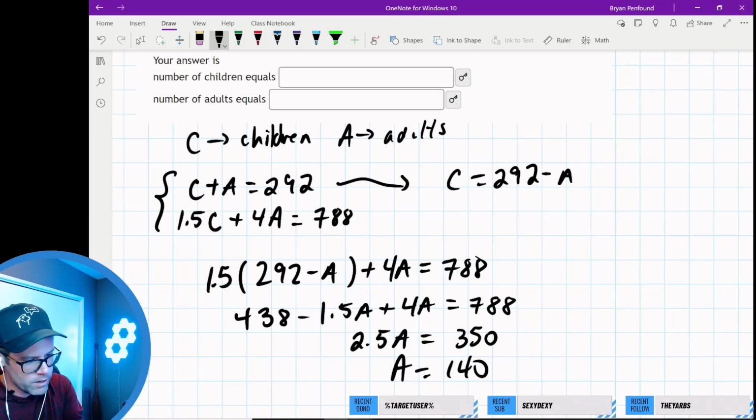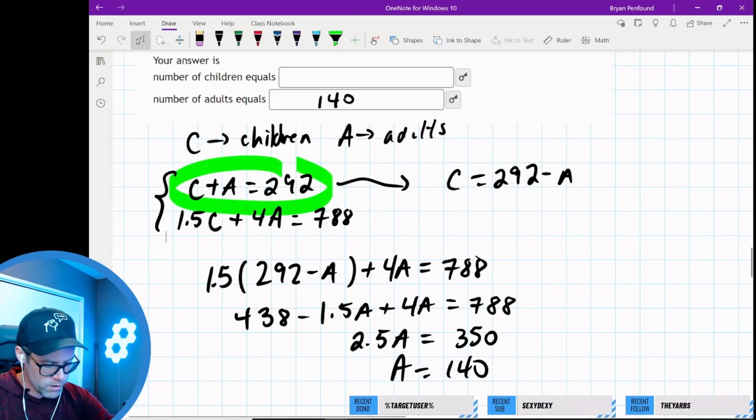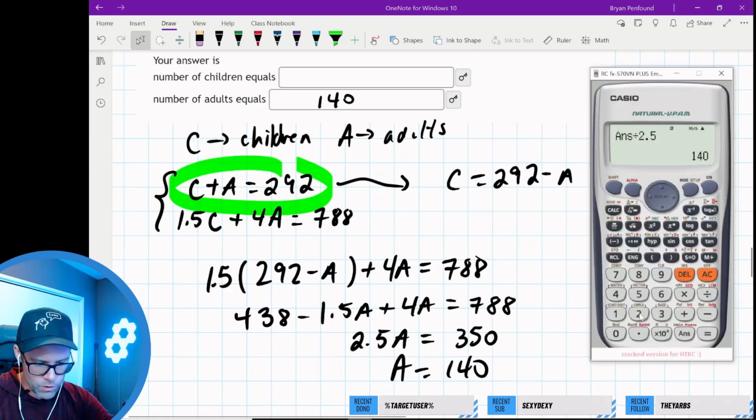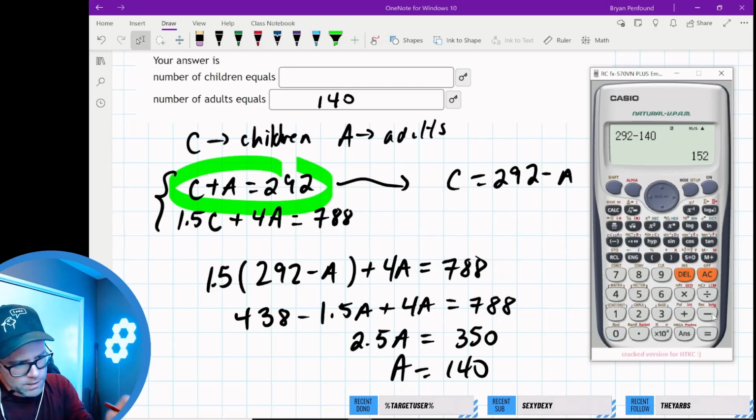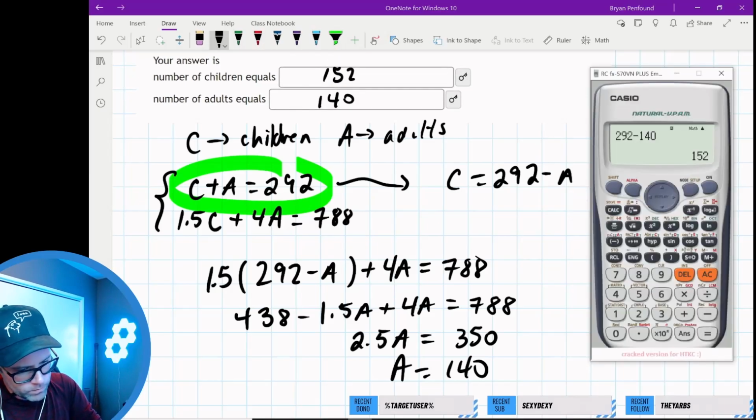There were 140 adults that came into the park. We do know that the total number of individuals was 292. So now we can take our 292, subtract our 140, and that'll give us the total number of kids that came in, which was 152. Beautiful.